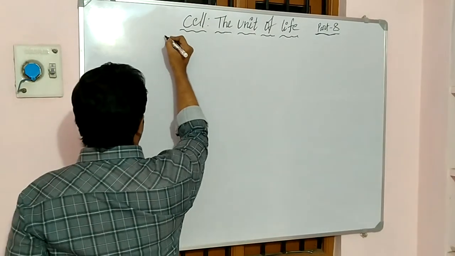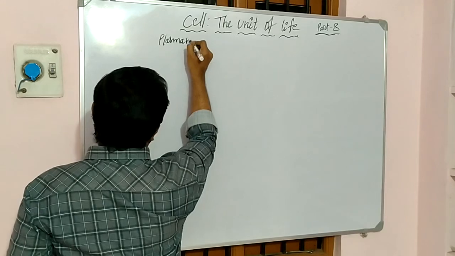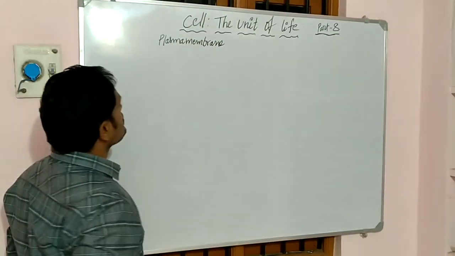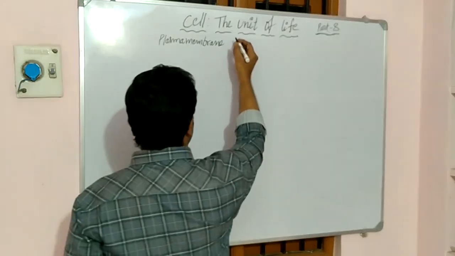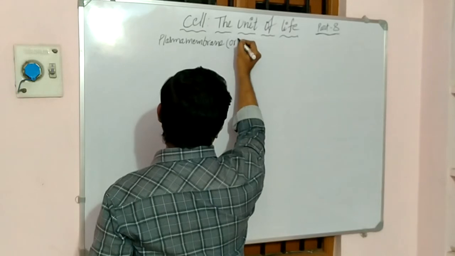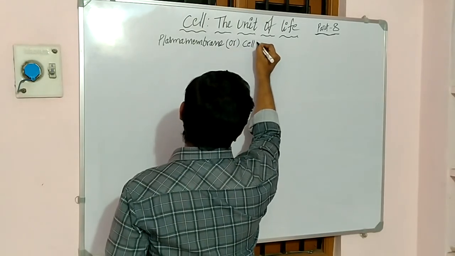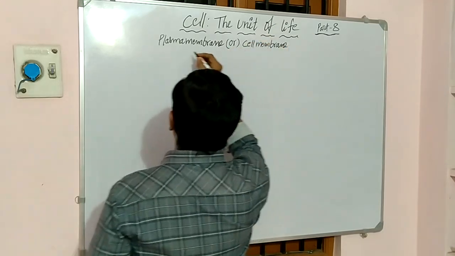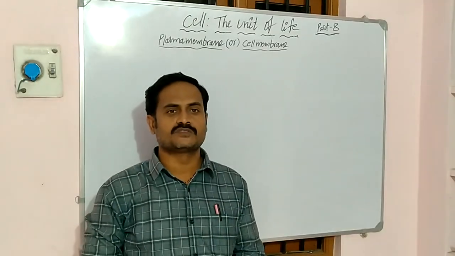See, plasma membrane. The plasma membrane is also called by another name. Another name of the plasma membrane is cell membrane. See, both are the same. Plasma membrane and cell membrane are both the same.